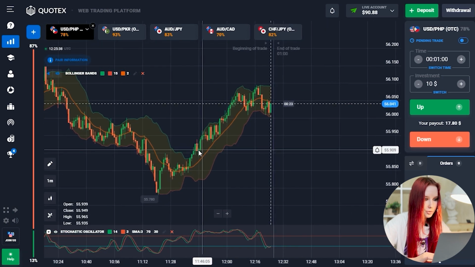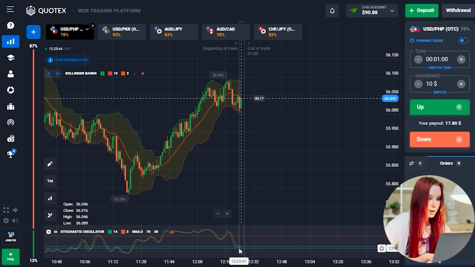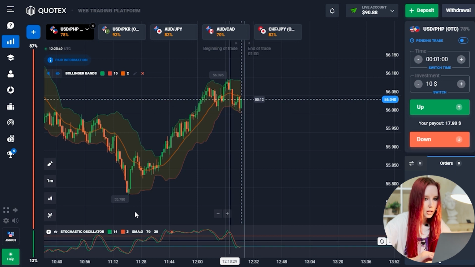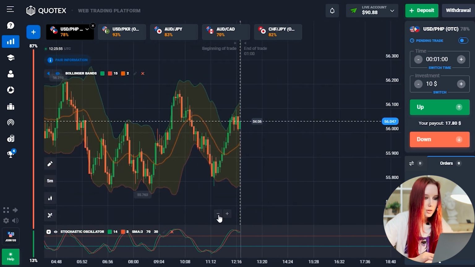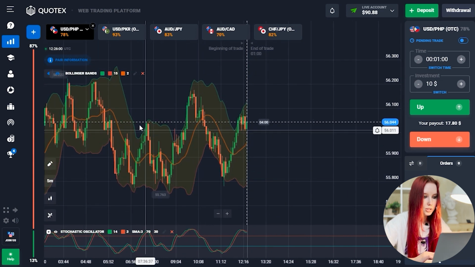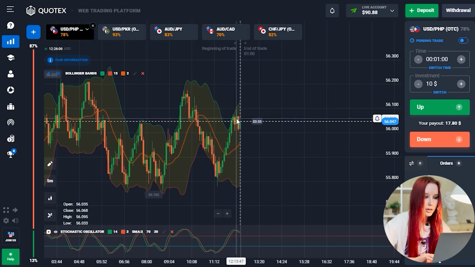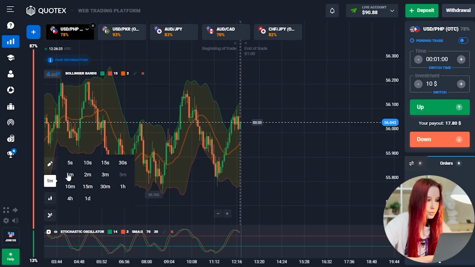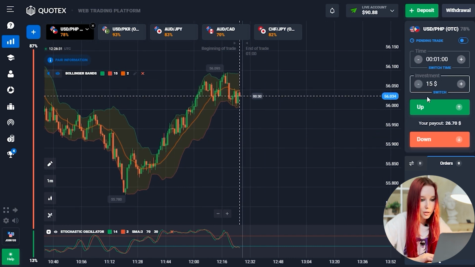Okay, here we see an uptrend. According to the stochastic oscillator, we see that the price is at the oversold level, and this shows us that the price will turn around. But I want to analyze this moment in another time frame, because there we can see a completely different situation. On the 5-minute time frame, we see that the price is at the resistance level, and the stochastic shows that the price is at the overbought level. Okay, let's go back to the 1-minute time frame. And I want to invest $15 here and open a down trade.